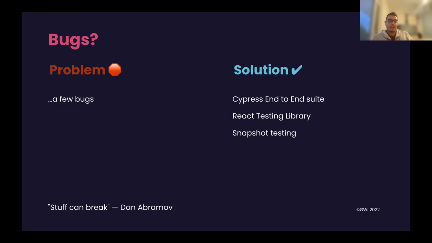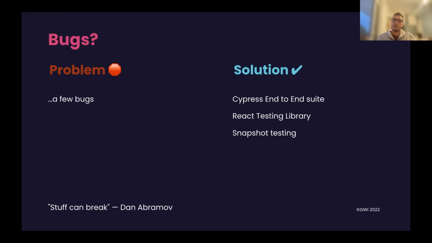Another problem was, as Dan Abramov says, stuff can break. And we had quite a few bugs. How did we handle those bugs, though? Firstly, we created the Cypress end-to-end suite specifically for the new platform that we were creating. In addition, after we had already started this end-to-end suite, sometime in the middle, we also started having a QA team. And this QA team started creating their own tests.